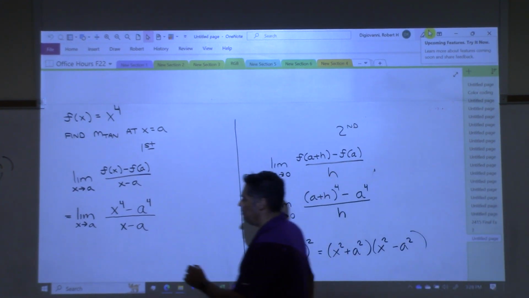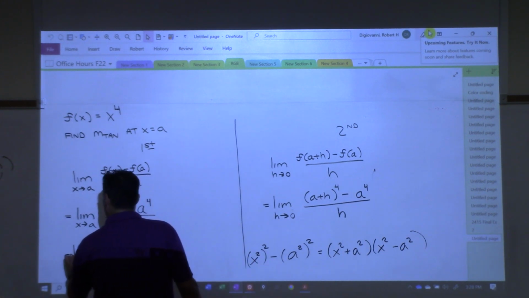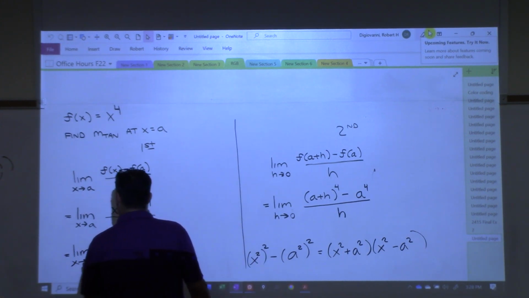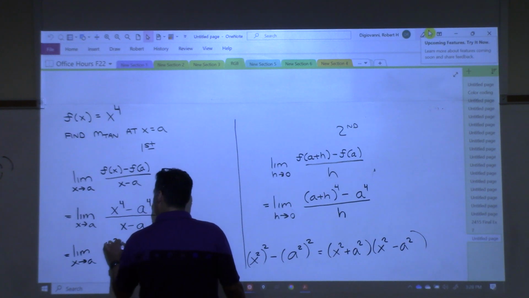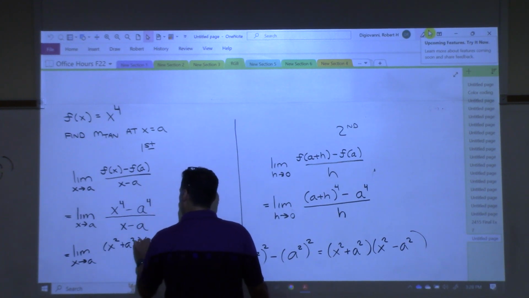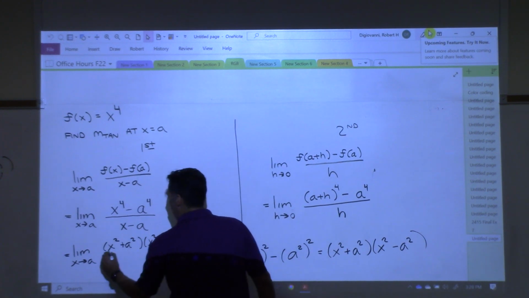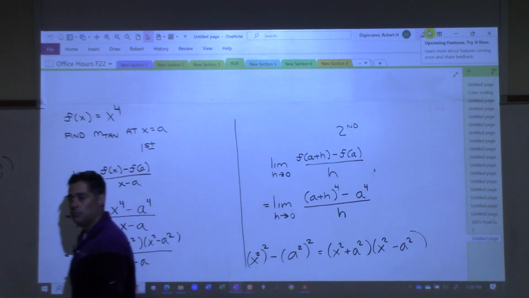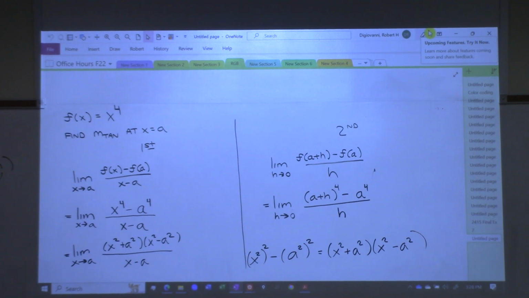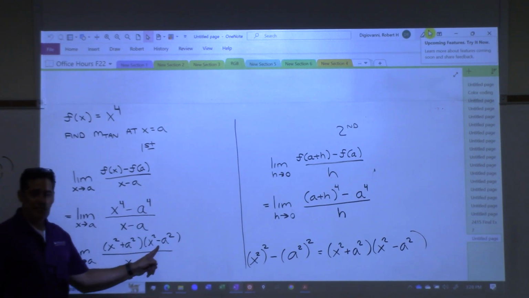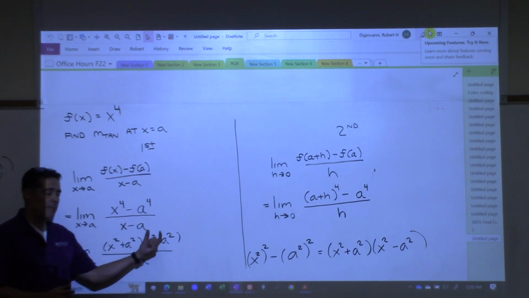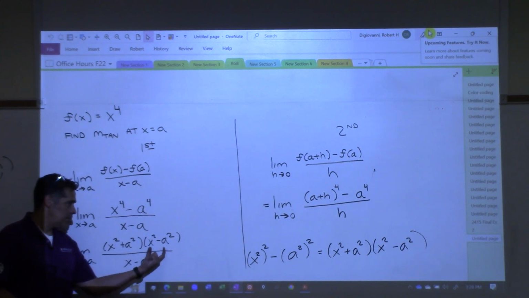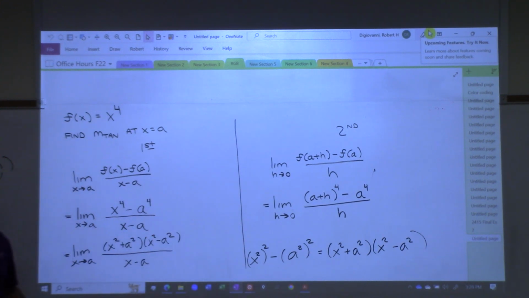Let me go ahead and do that. Limit as x approaches a of (x squared plus a squared)(x squared minus a squared) all over x minus a. Did that help at all? Do the difference of squares on the second one. You can do the difference of squares a second time, and this becomes (x plus a)(x minus a), and then they would cancel.